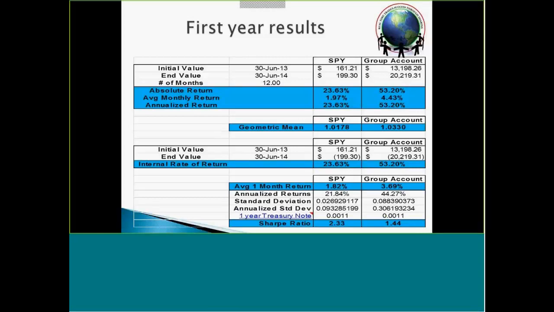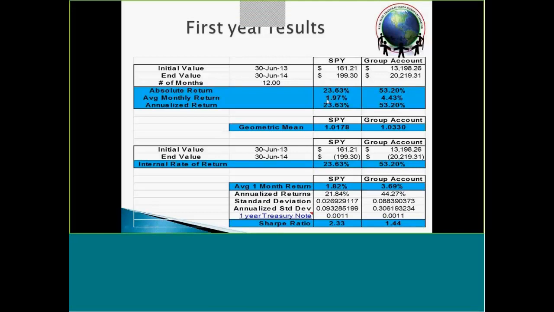So as you can see, we started on June 30th, I'm sorry, June 30th of 2013, and went through June 30th of 2014, 12 months of data. SPY originally was at 161.21. It ended the year at 199.30. That is an absolute return, if you had just bought 100 shares of SPY, of 23.6%. Not too shabby for the year.